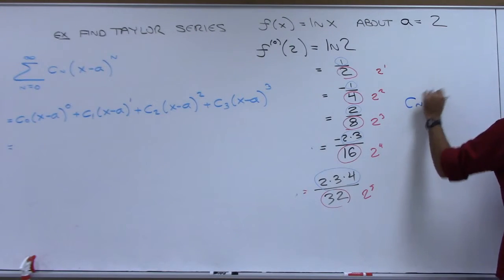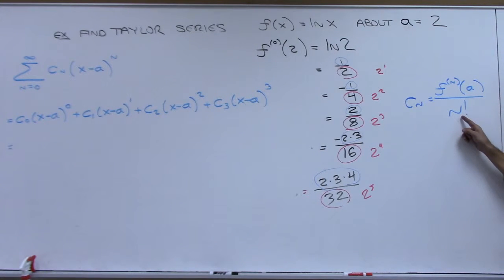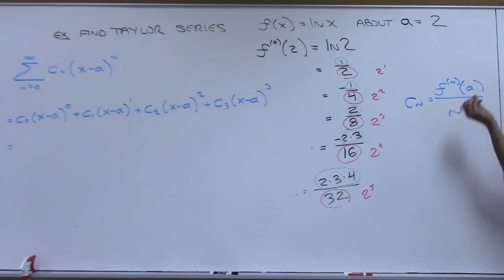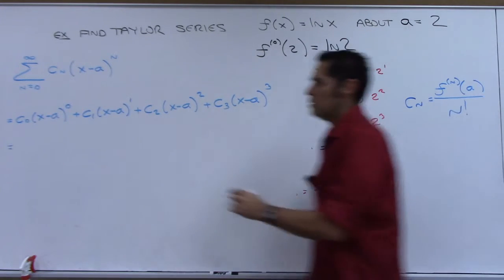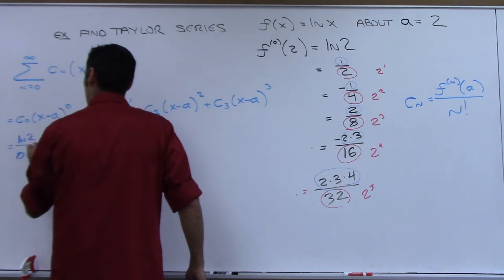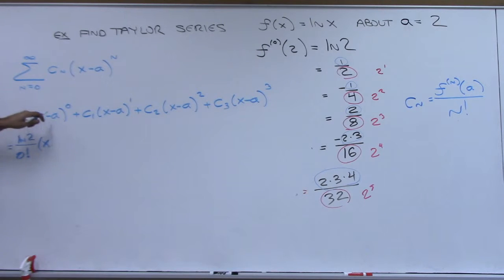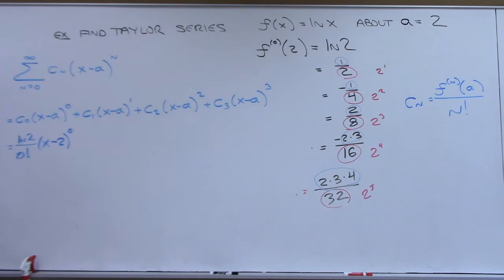So c sub n is the nth derivative at a over n factorial. Don't forget that n factorial. This number right here is the top piece. The factorial is always going to be on the bottom. So c sub 0 is the 0th derivative at 2, which is this, over 0 factorial. So natural log 2 over 0 factorial, x minus 2 to the 0 power. Which of course that's going to be a 1, but I'm just showing you how I'm plugging in where I'm getting all the pieces.